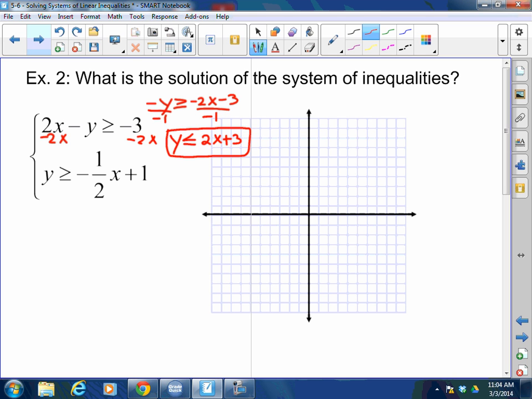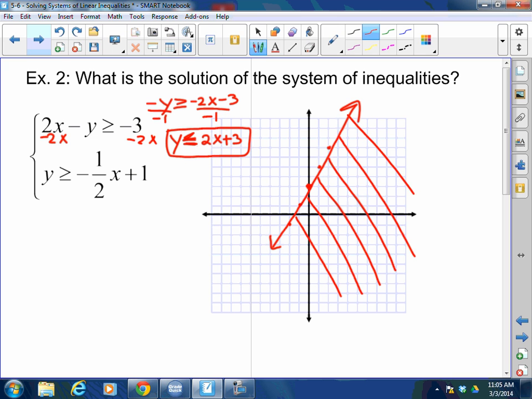You guys with me? What's our y-intercept? 3. Good job. What's my slope? 2 over 1, up 1, 2 over 1. Let's go backwards. Down 1, 2 over 1. Dashed or solid? Solid line. Above or below? y is less than or equal to 2x plus 3. Below, because it's less than. If you don't understand that, it's going to be hard to do the rest of it.